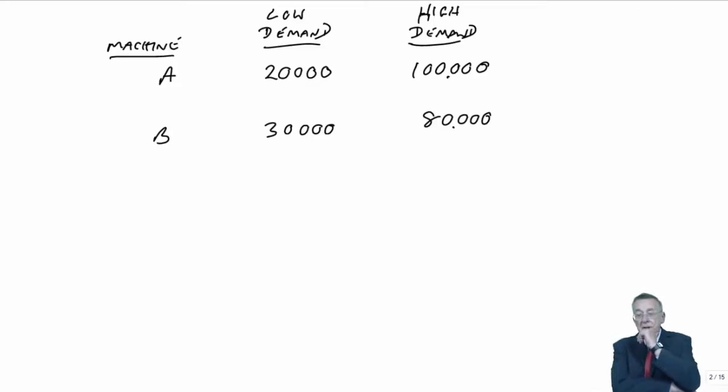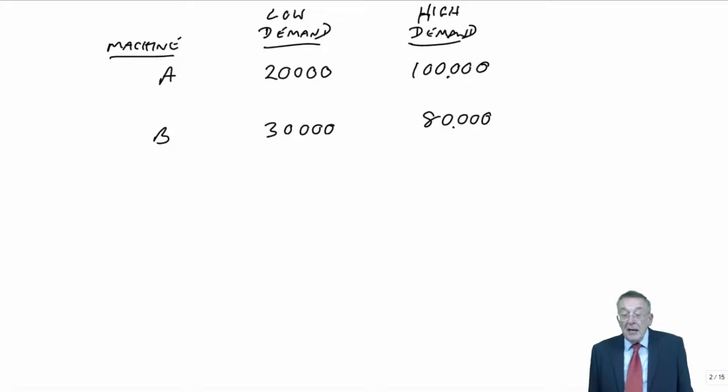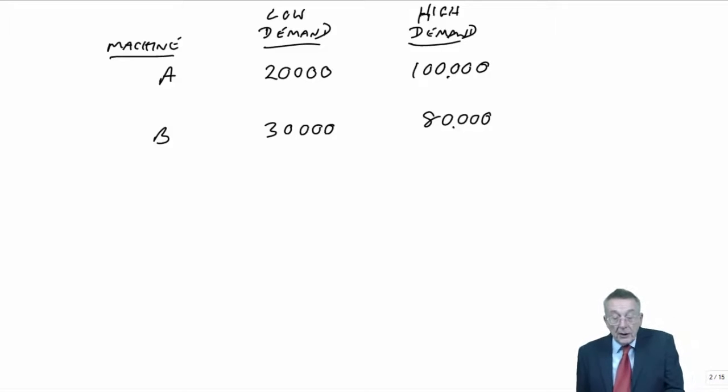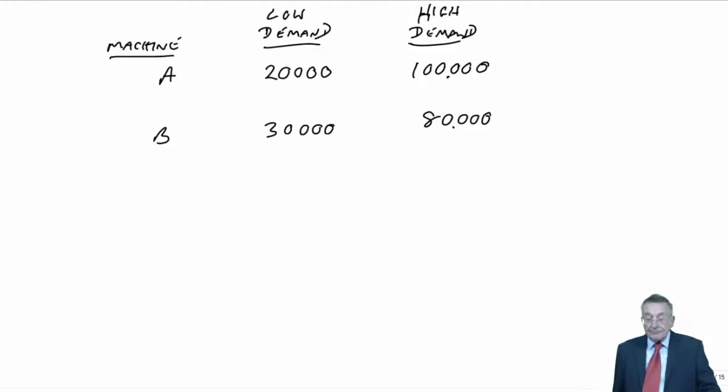Now then, tell me, which one would you take? There's no sort of best machine, because obviously if you knew demand was going to be low, you would pick B. You'd rather have 30 than 20. If you knew demand would be high, you'd have picked A, 100 as against 80. But what are we going to do? Well, it all depends on your attitude to risk. We're uncertain as to what the results are going to be.